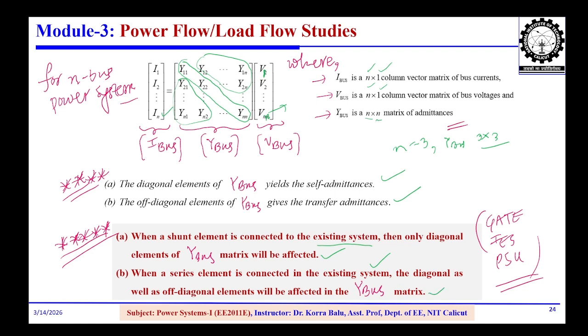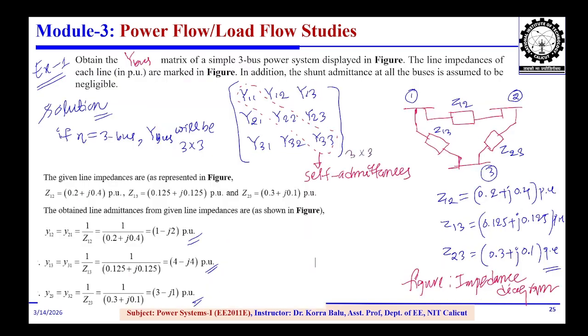So when you go and simplify the problems, when we have already calculated the admittance of a given simple bus system, and then we need to include one shunt component at bus 1, there is no need to go for the entire matrix calculations. When you are connecting the shunt element, only the diagonal element of the Y bus is changed. When you go for the series element, both the diagonal as well as the half diagonal elements are going to change. So we'll see here a simple problem.